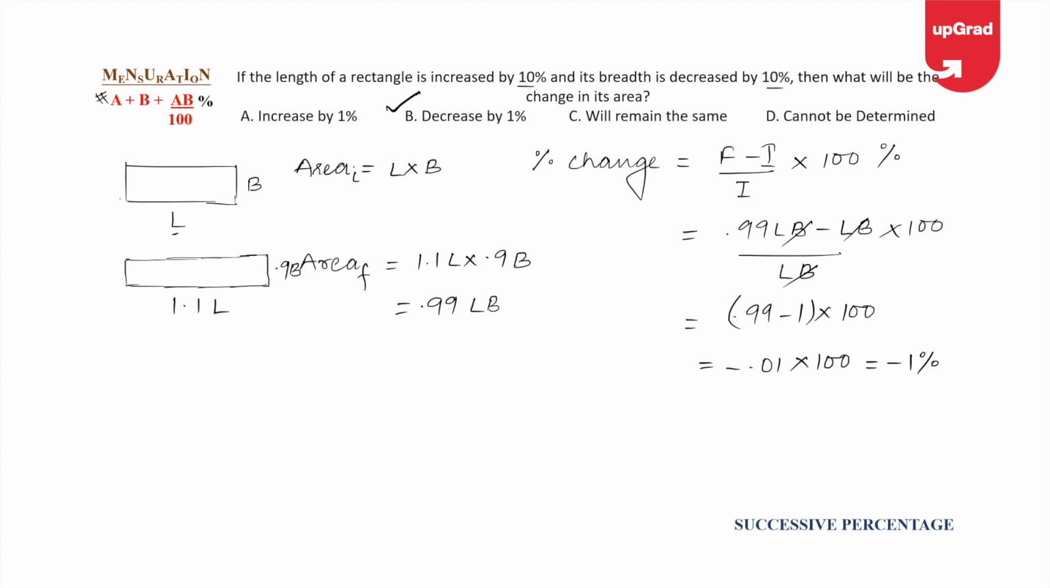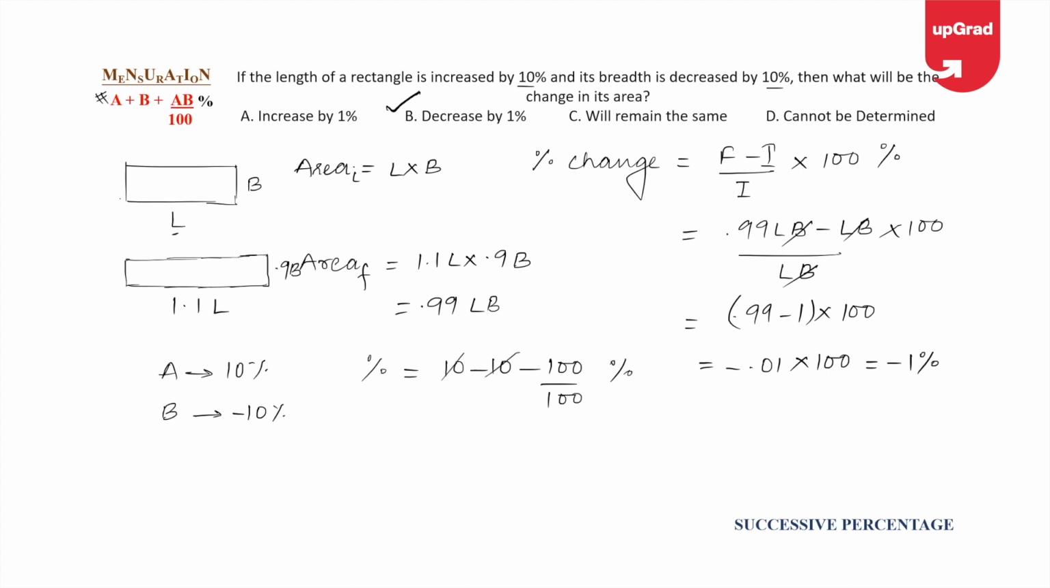Now, what are my A's and B's here? My A is increase in length by 10%. So my A is 10%. My B is decrease in breadth by 10%. So obviously, it will be minus 10%. Now you see, what can I do? Percentage change is A plus B, since my B is negative, it will become minus 10, plus A multiplied by B upon 100 percent.